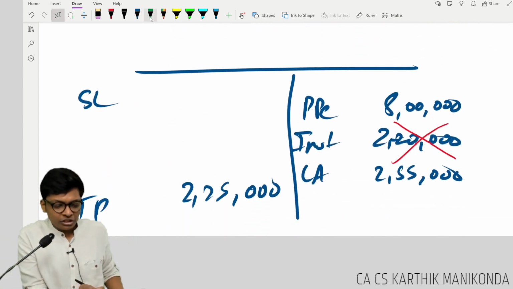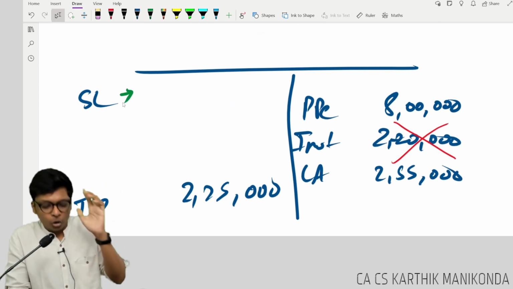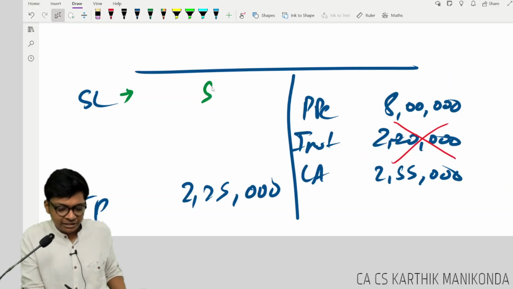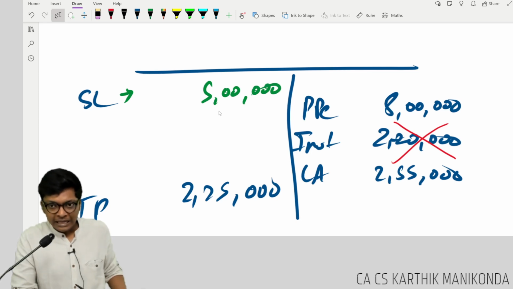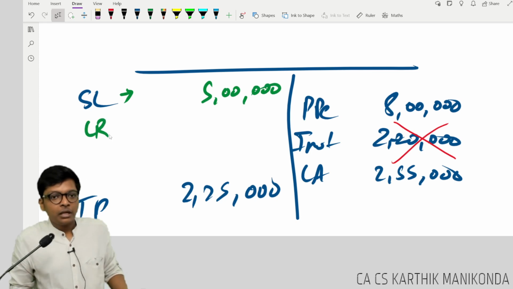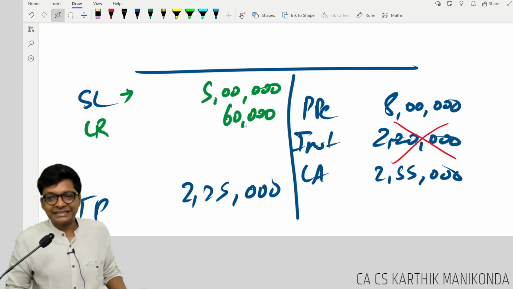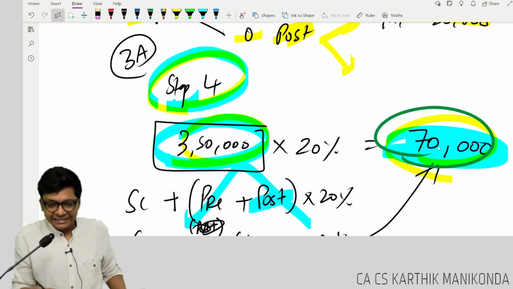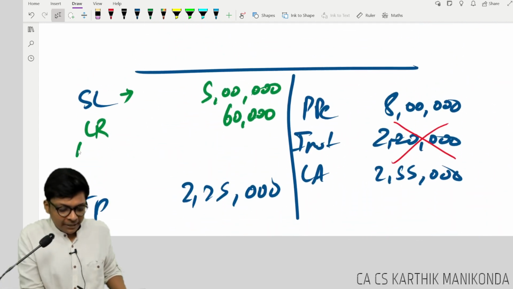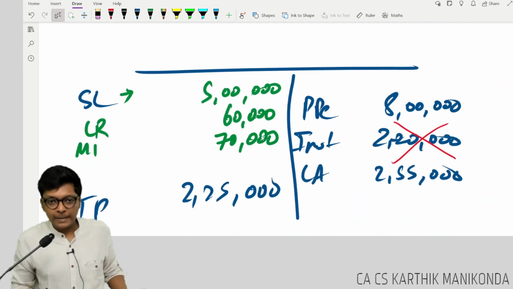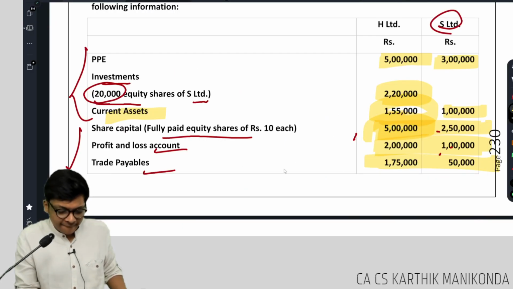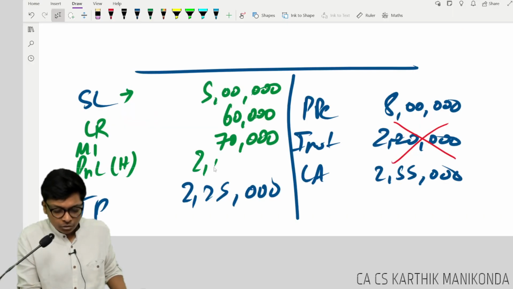So what I will write, I told you share capital should always be share capital of holding. What is the holding share capital? How much, guys? 5 lakhs. I will write share capital as 5 lakhs. And then I will write capital reserve, which you computed above as 60,000. And you computed minority to be how much? 70,000, correct? So I will write minority interest as 70,000 plus I need to write profit and loss of which company? Holding company, correct? This P&L 2 lakhs. How much we get? 2 lakhs.